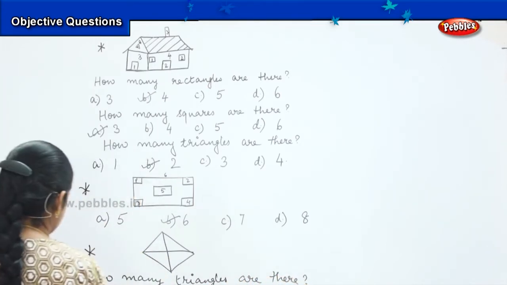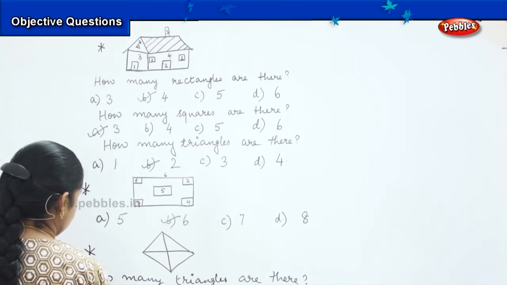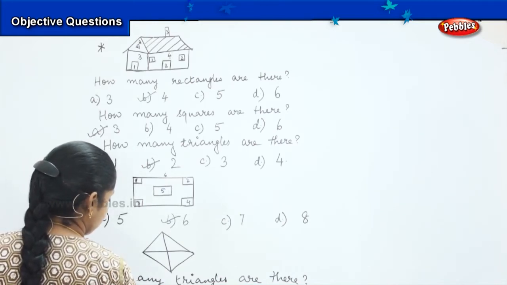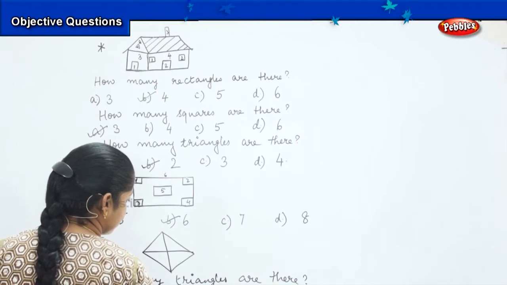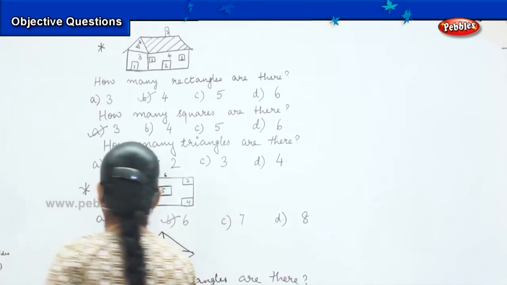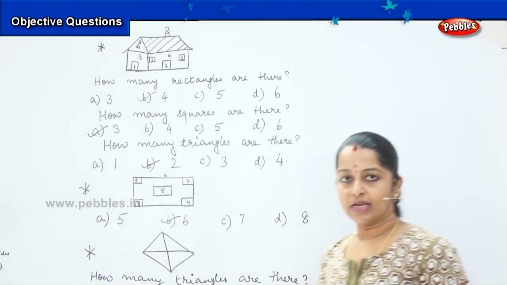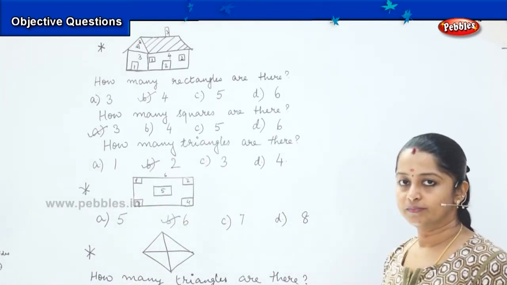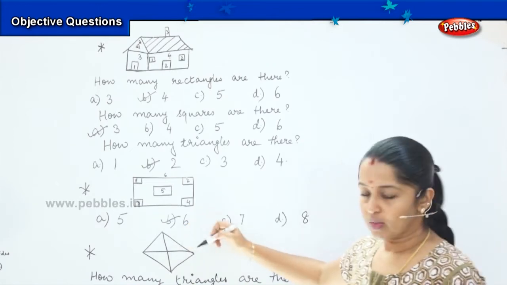Okay? And my options are A, 5, B, 6, C, 8, and D, 10. So can we count the number of triangles over here? Let's count the smaller ones.